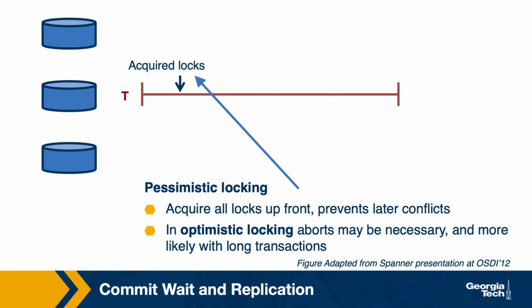There is an alternative. We can let the transaction execute, and as we reach a point when the transaction needs to access another object, that's when we trigger the operation to acquire that lock.